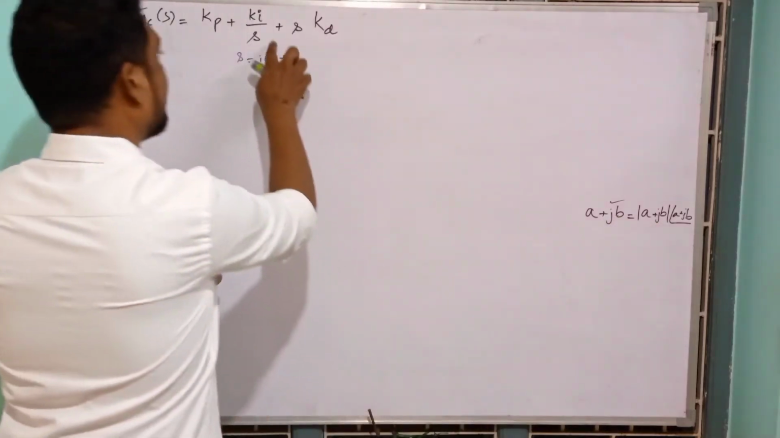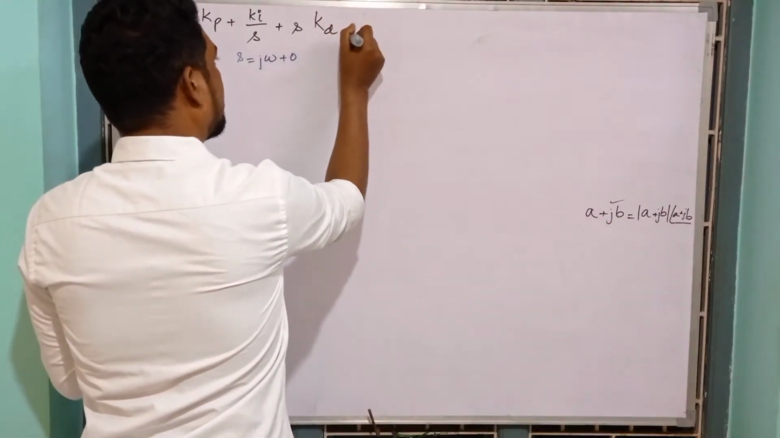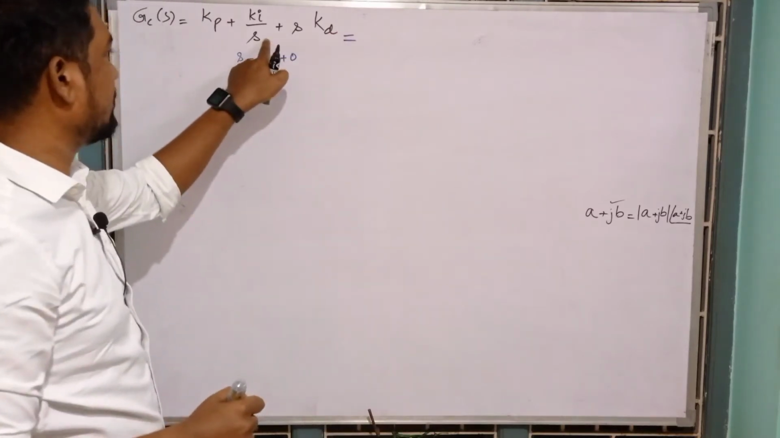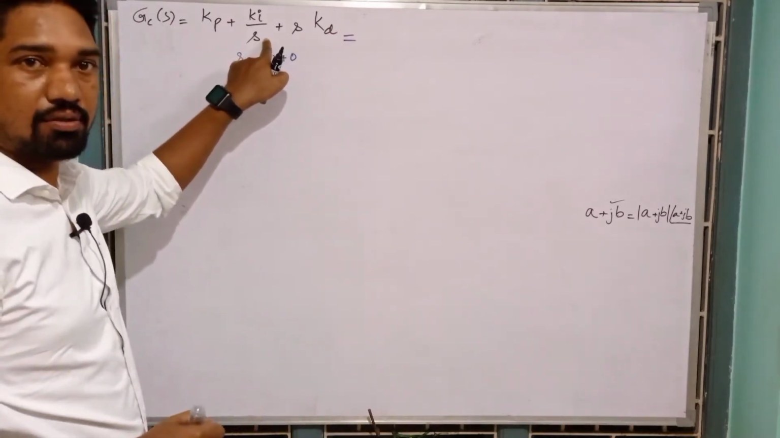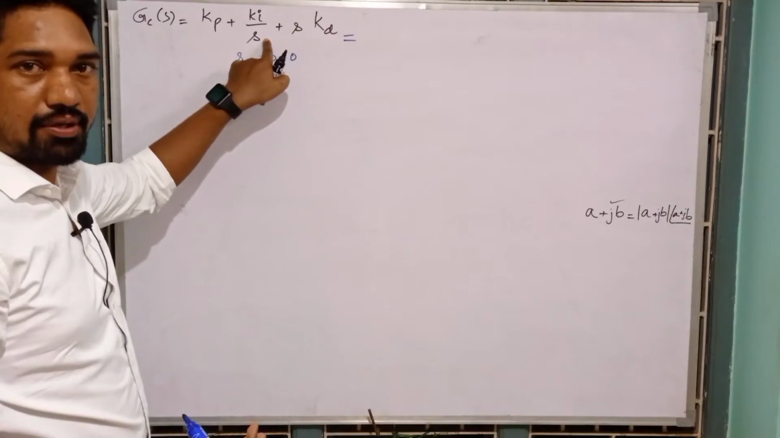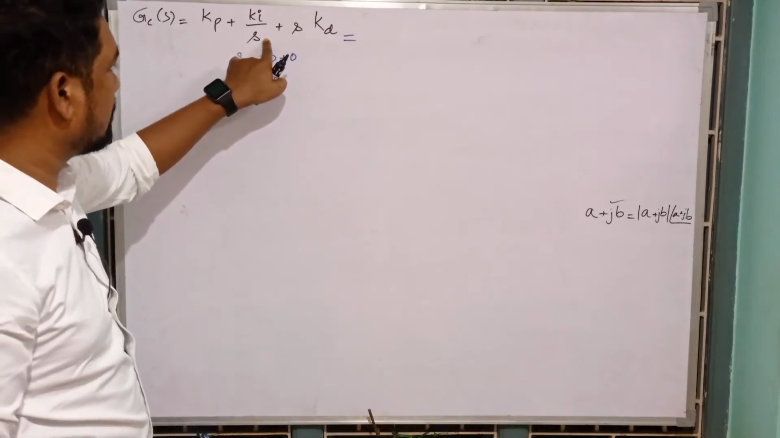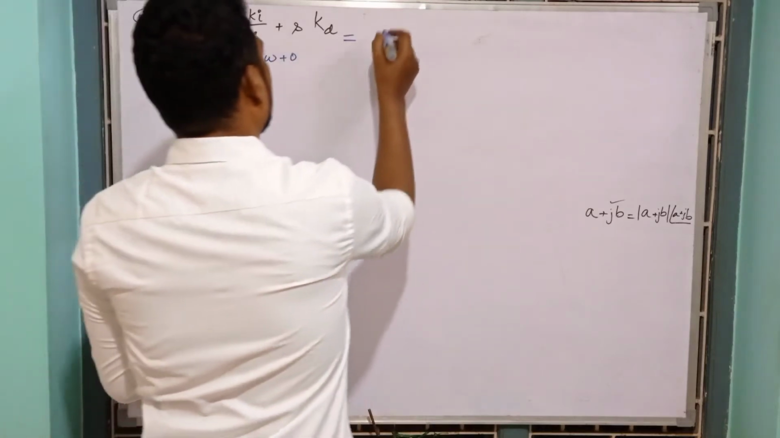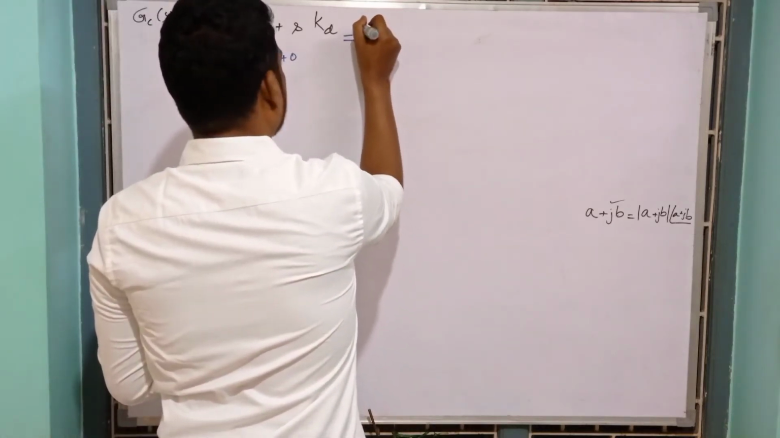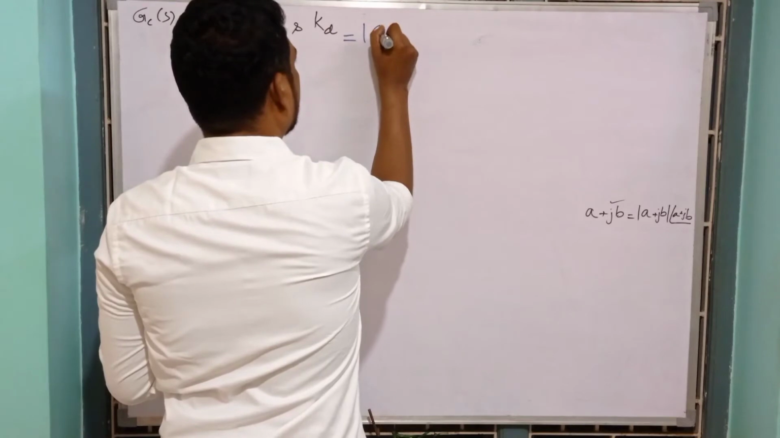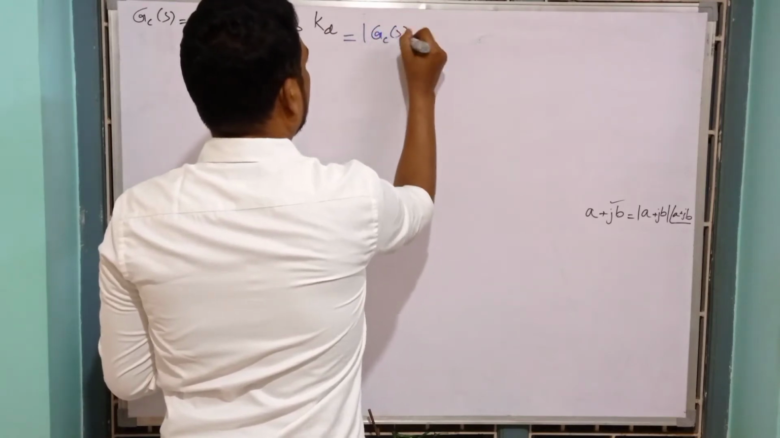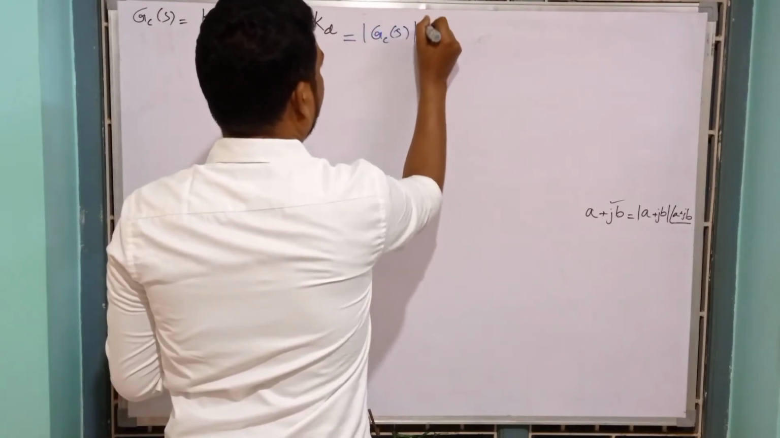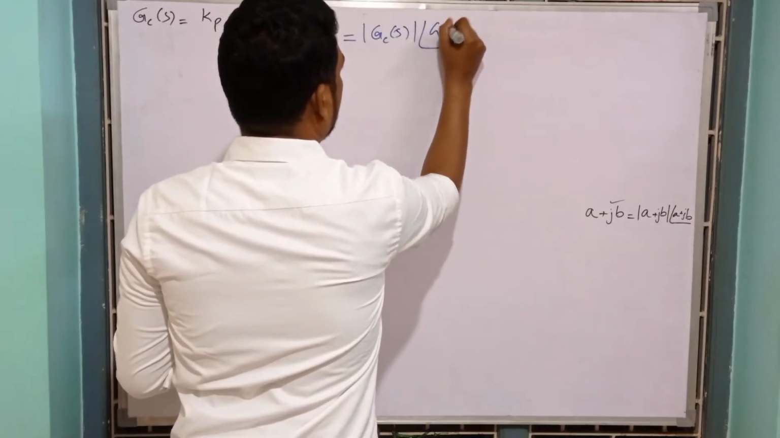So we will be having for this expression, because it's in the s domain, the Laplace domain, it will be a complex function, and we have to obtain the magnitude and phase angle of this given function. Let's say the magnitude of Gc of s, and on the other hand we'll be having the phase angle of Gc of s.